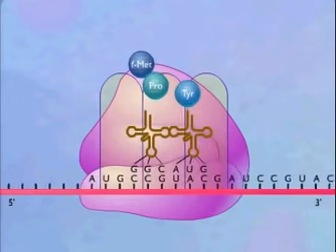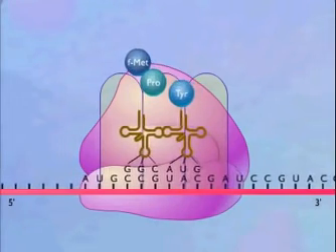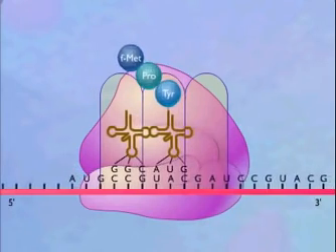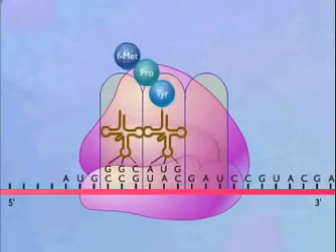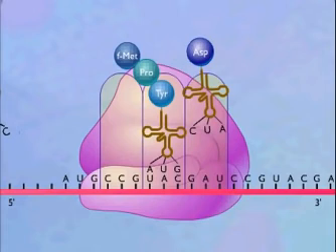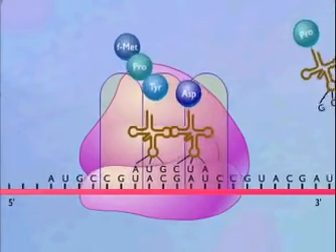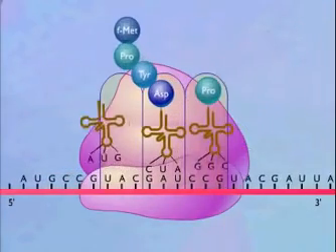As the shift occurs, the two amino acids on the transfer RNA in the P site are transferred to the new amino acid, and the second transfer RNA is released from the E site. The ribosome continues to move along the messenger RNA, and new amino acids are added to the growing polypeptide chain.